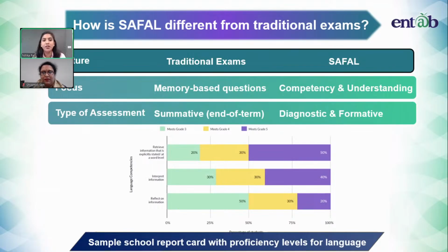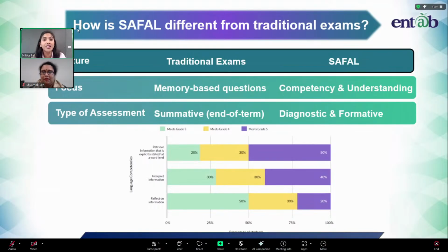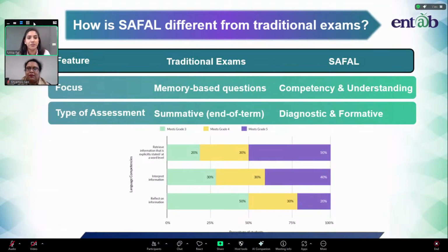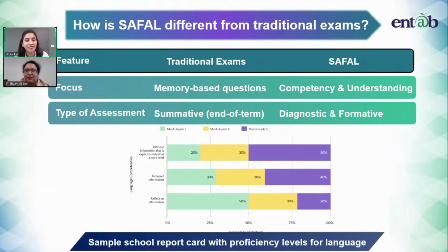Look at this sample report card on language competencies. It shows how the students are performing across three key areas: retrieve, interpret, and reflect. We can interpret from this SAFAL report that students demonstrate strong skills in retrieving information. This data shows steady progress in interpreting the information, but need focused support in reflecting on the information. This is the power of SAFAL.